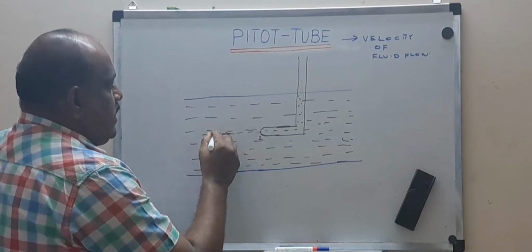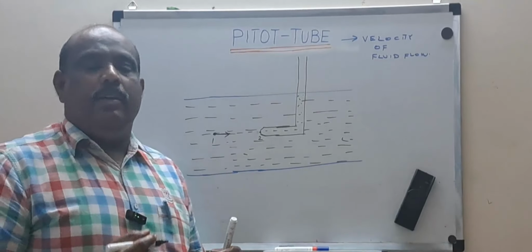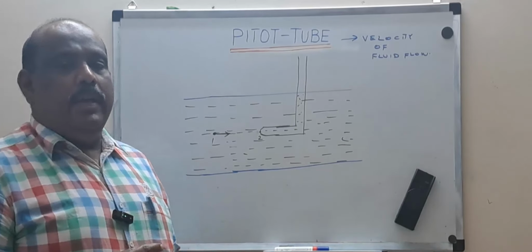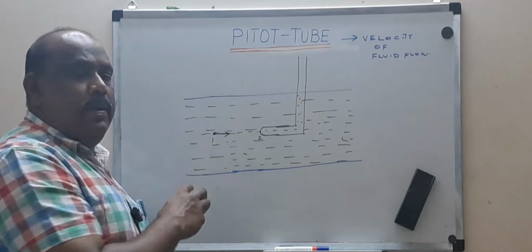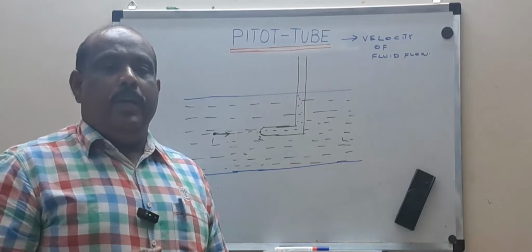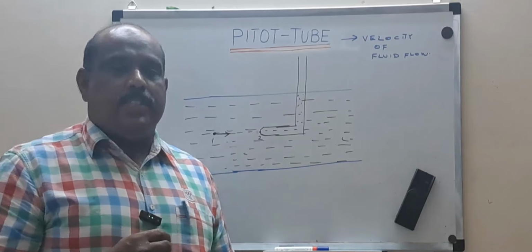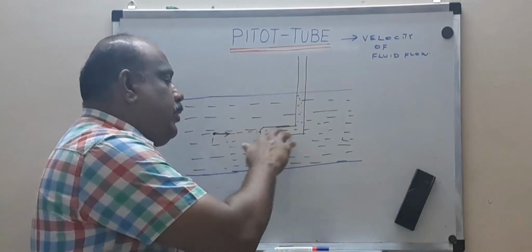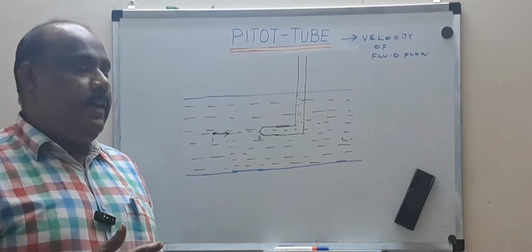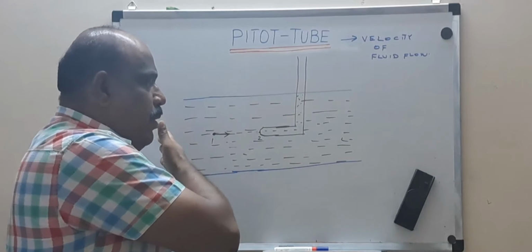So the point 1 is here. The point 2 is exactly at the tip of this Pitot tube. Now the condition is that at point 1 the fluid is able to move. At point 2 the fluid is brought to rest. Instead of that, the fluid tries to convert the kinetic energy into pressure energy. I'll repeat once again. We are considering the flow of fluid particles from left to right.